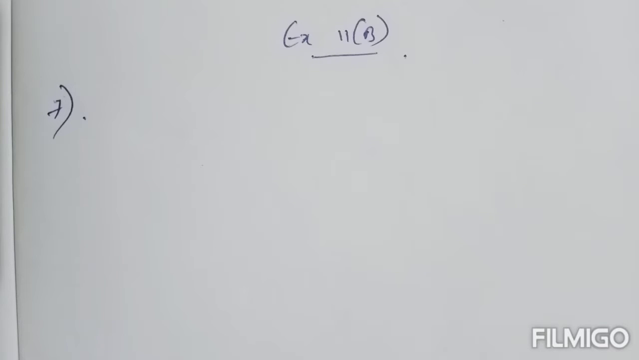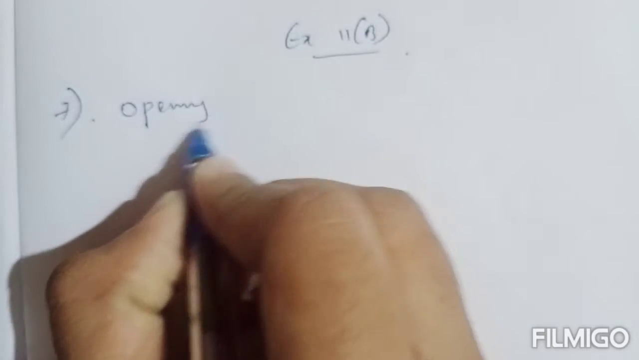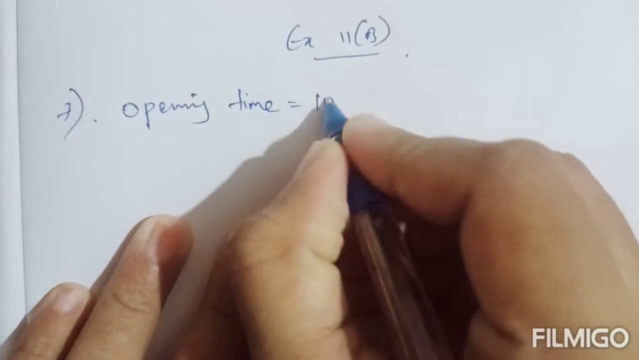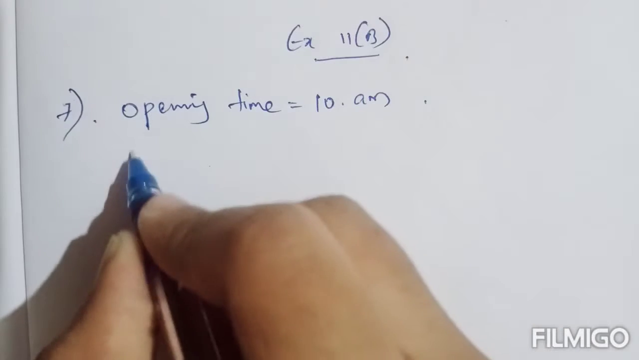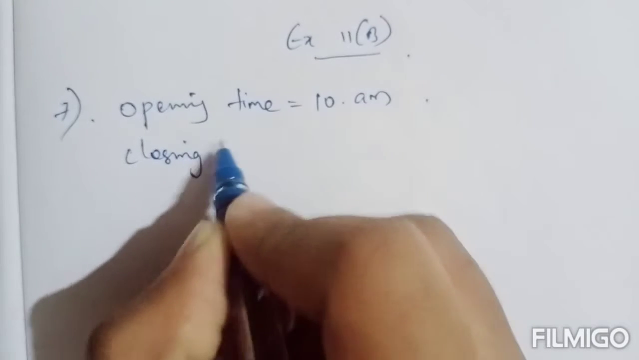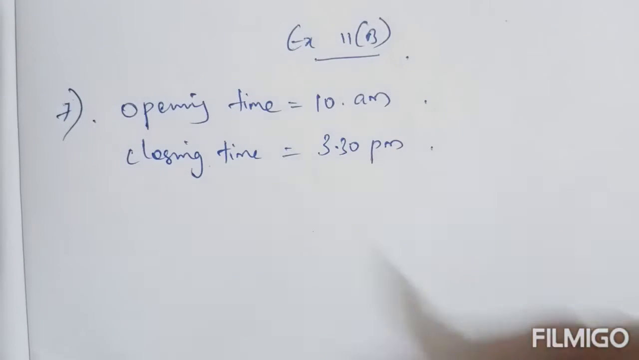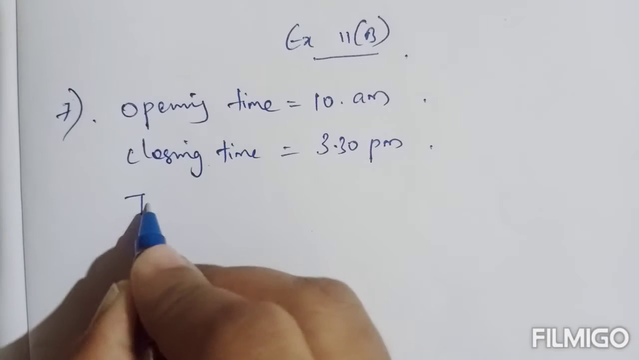A school opens at 10 am. So the opening time of the school is given as 10 am, and it closes at 3:30 pm. So the closing time is given as 3:30 pm. From this we can find the total school hours.